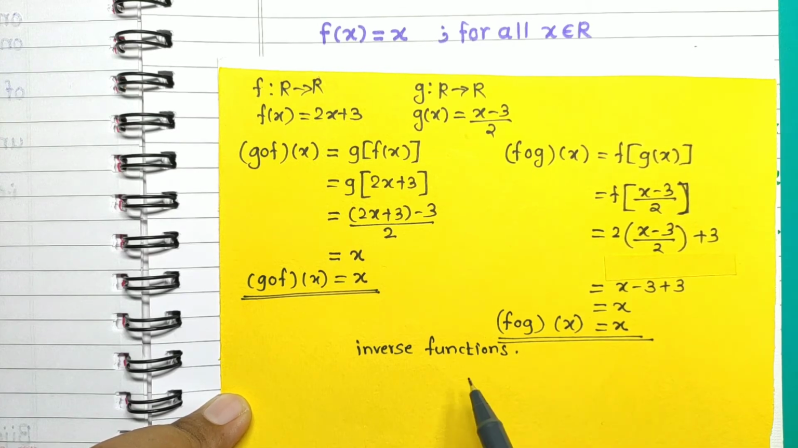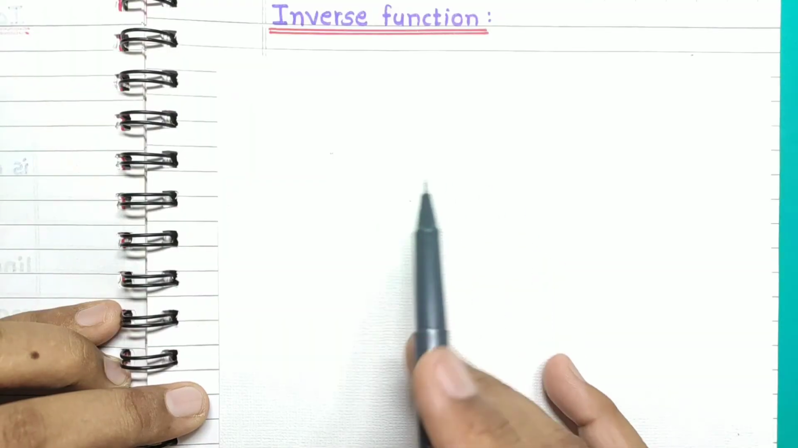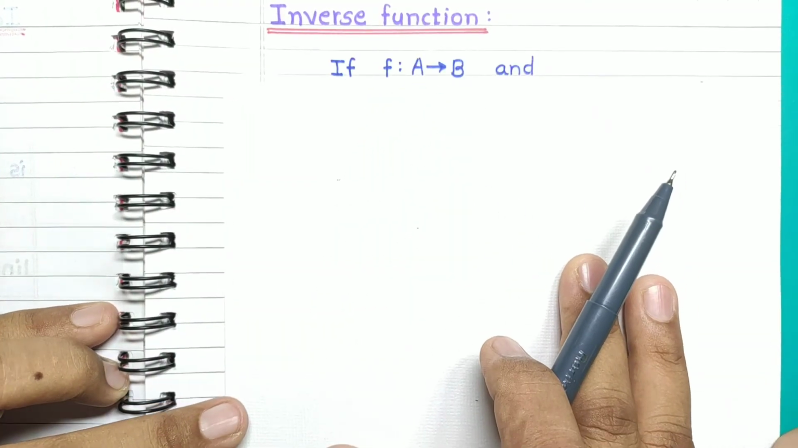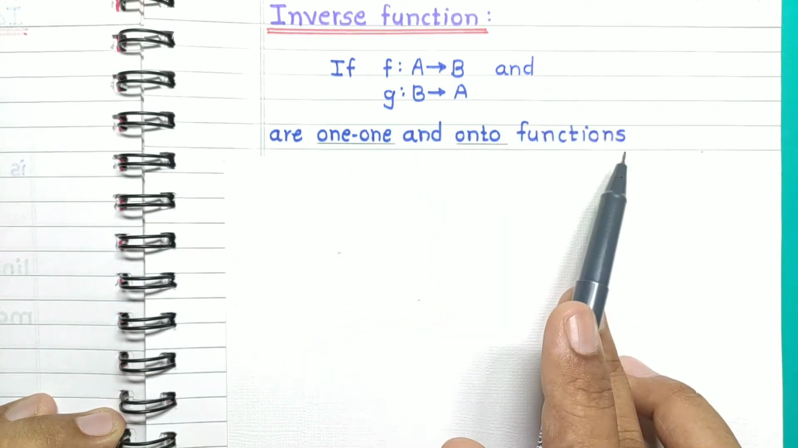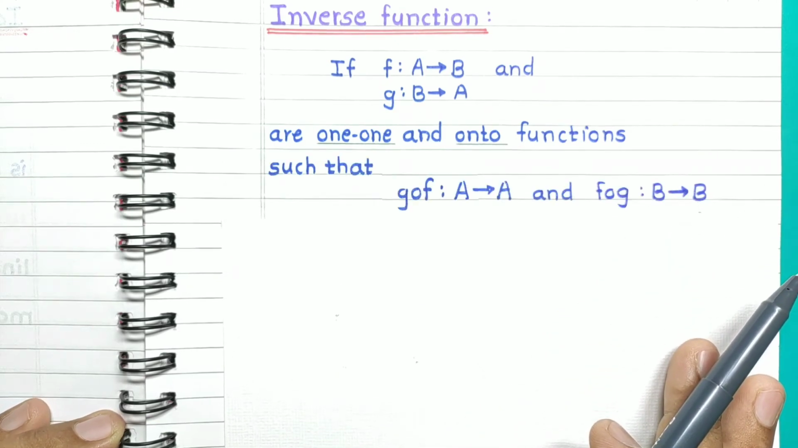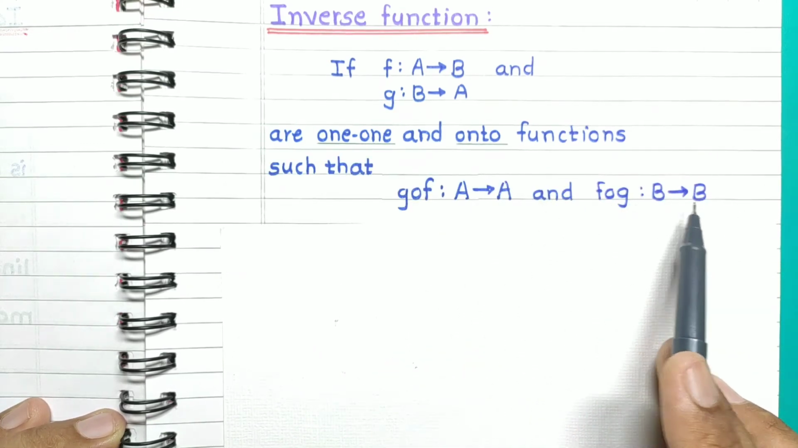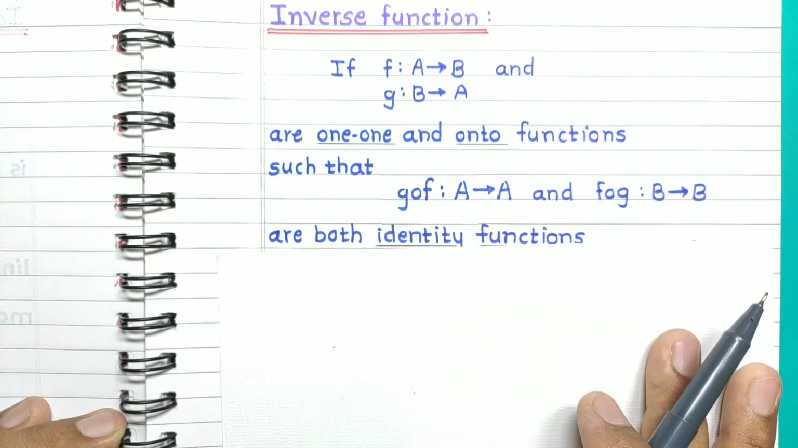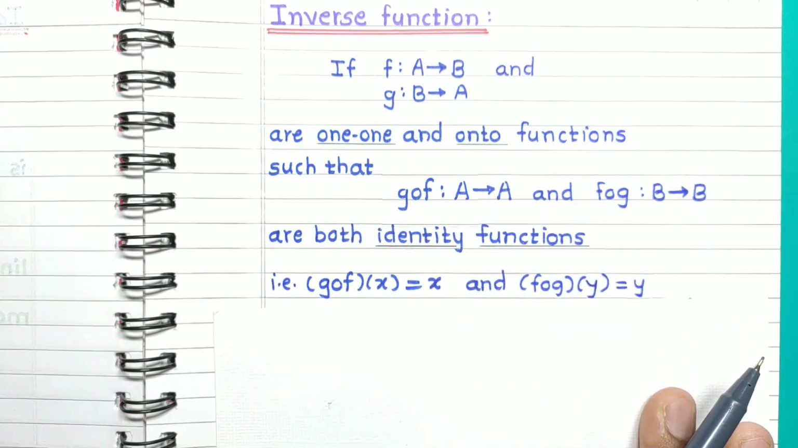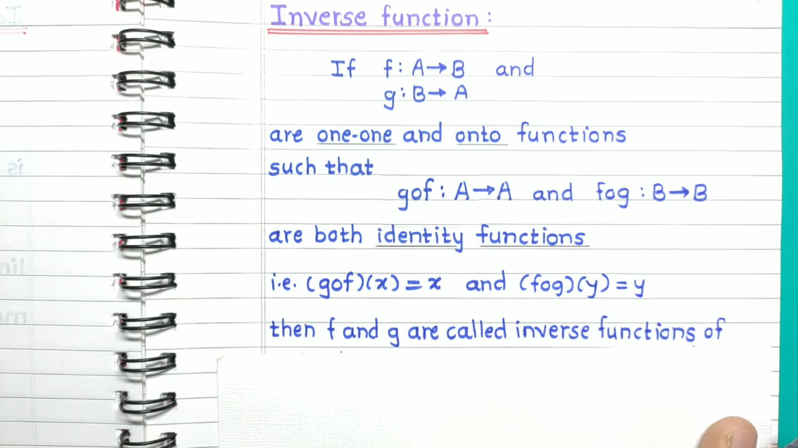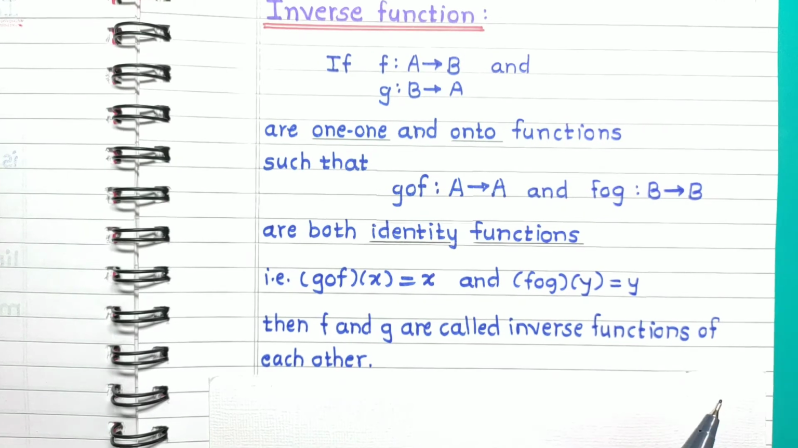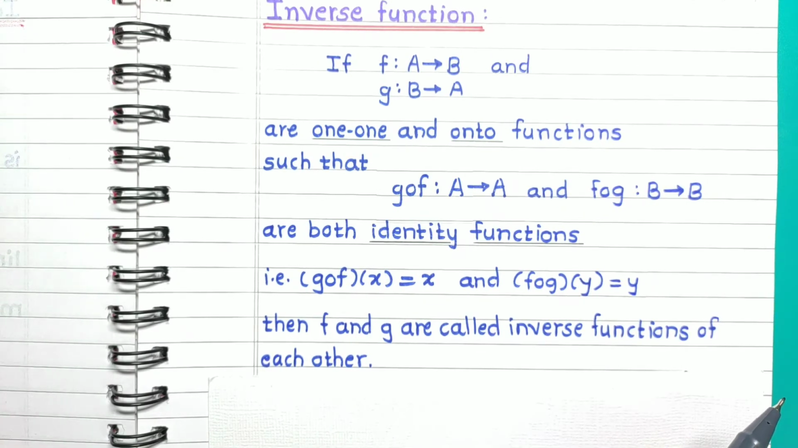Let's see the definition of inverse function. If f from A to B and g from B to A are one-one and onto functions such that gof from A to A and fog from B to B are both identity functions, that is gof of x is equal to x and fog of y is equal to y, then f and g are called inverse functions of each other. Just as in the above example, we find that functions f and g are inverse functions of each other.